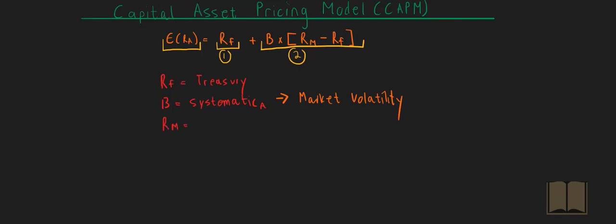The return on the market would just be the percentage return of an index that's taken as a proxy for the market. So if you're looking at the Johannesburg Stock Exchange, it would be the return on the all-share index.